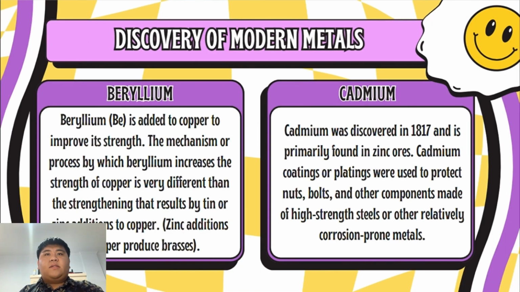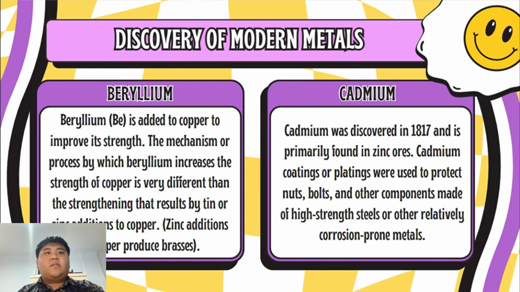The fifth is discovery of modern metals. Beryllium. Beryllium is added to copper to improve its strength. The mechanism or process by which beryllium increases the strength of the copper is very different than the strengthening that results by tin or zinc addition to copper. Zinc addition to copper produces brass.